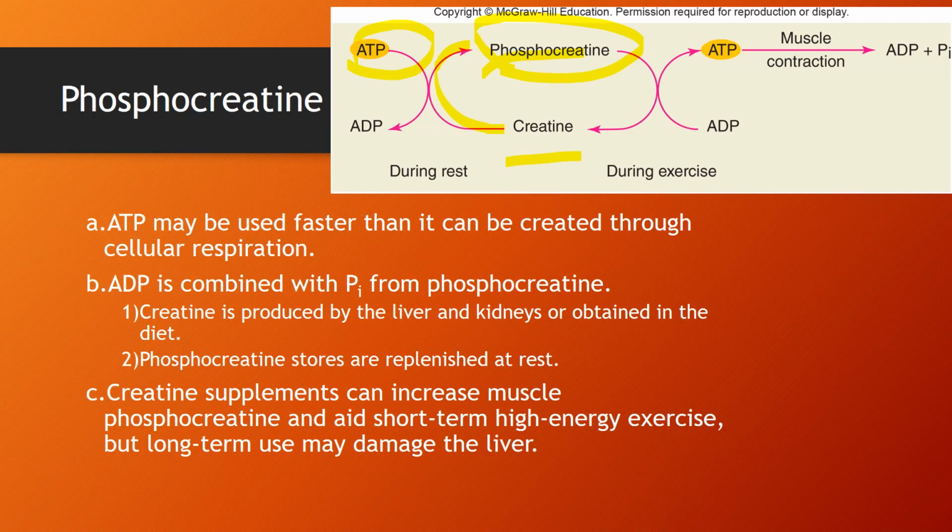So creatinine supplements, which are found over the counter, can actually increase muscle phosphocreatinine levels for storage of ATP. It helps with short-term high-intensity exercises when we really need it. But if it's used long-term, there have been reports of liver damage as well. However, in the short term, we do have, again, intrinsic levels of this phosphocreatinine, which is going to help store those ATP molecules.